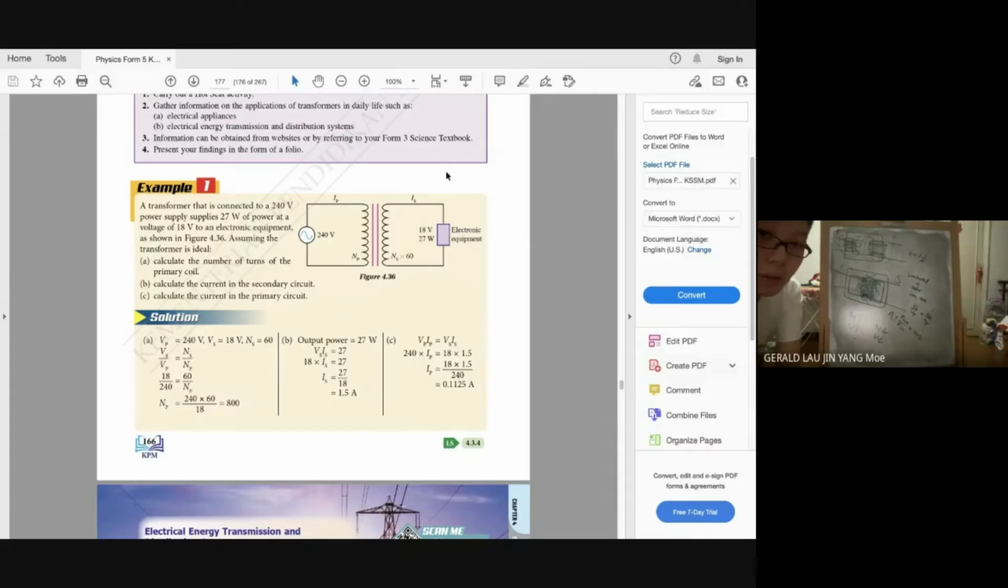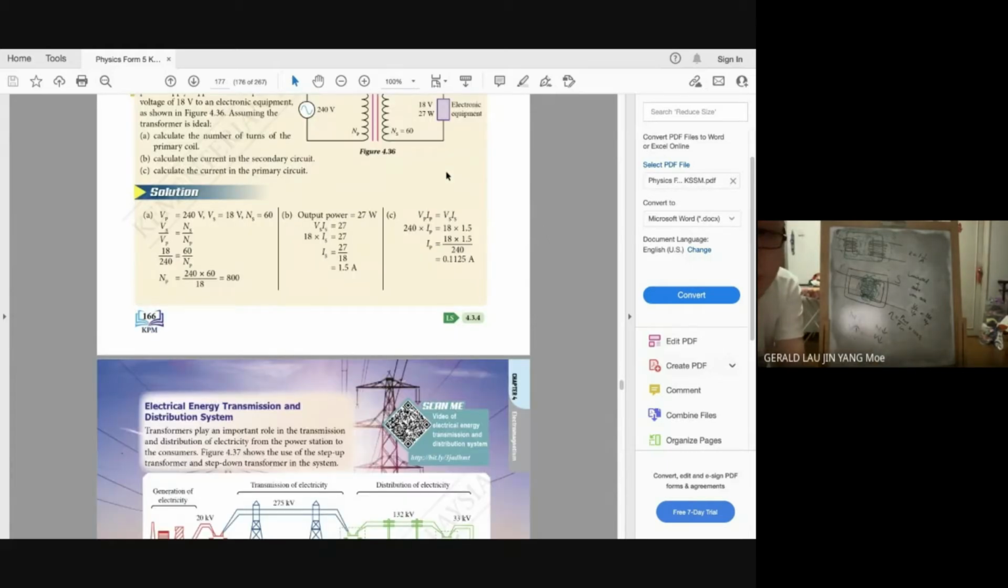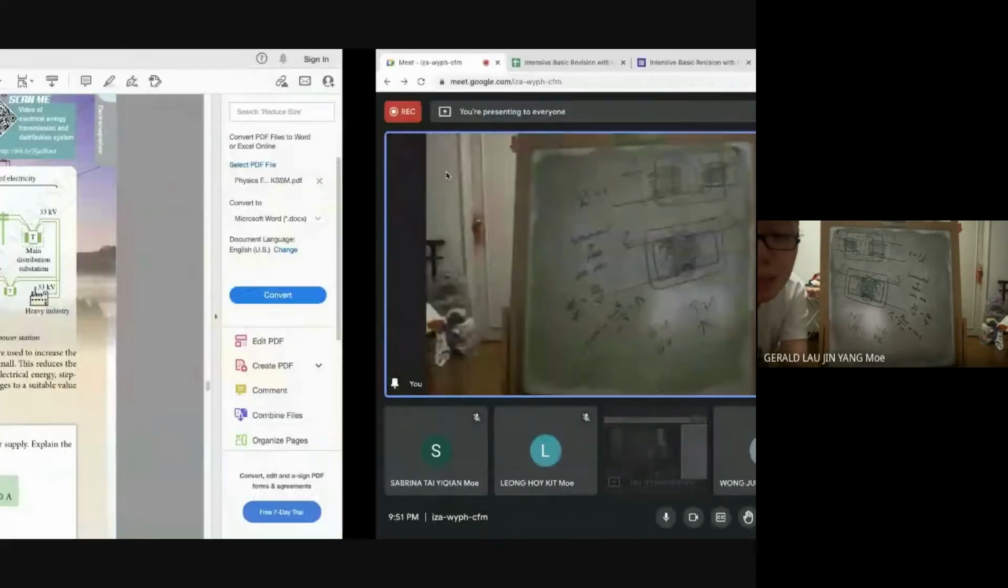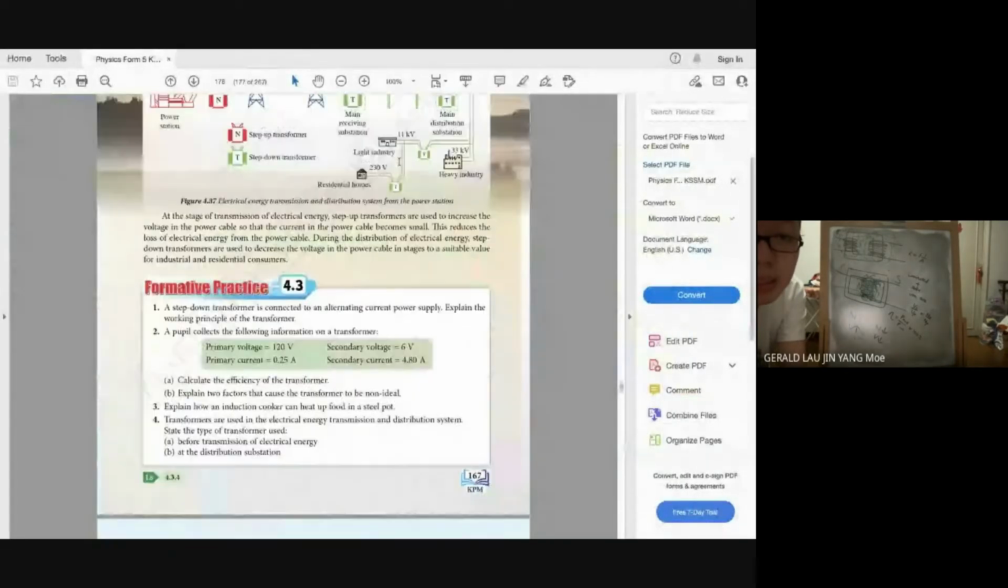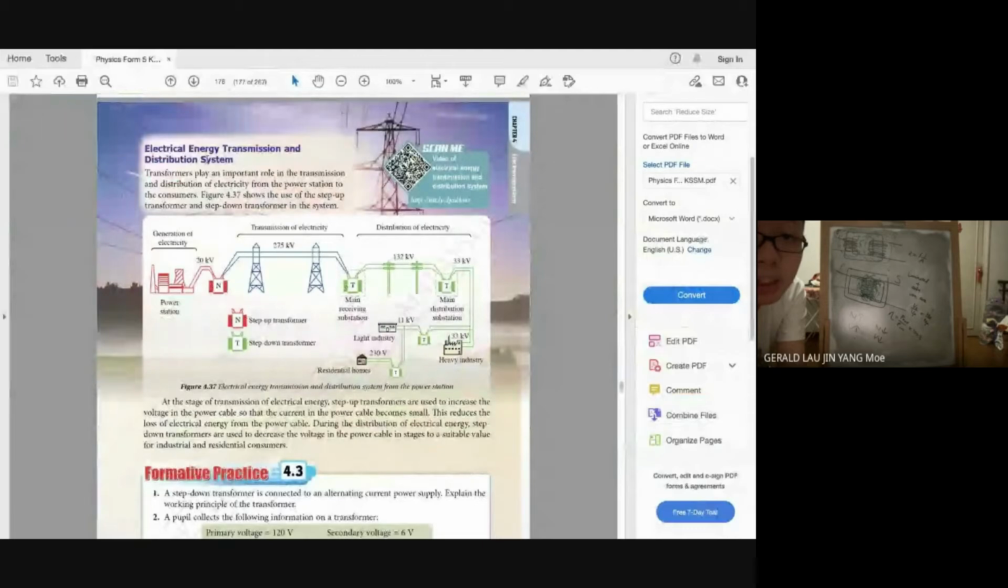Already calculated the number of turns, then calculate the current in the secondary circuit. You have your power and your voltage, so you just calculate the current: 1.5 ampere. Calculating the current in the primary circuit is the same, because power is always the same. You don't lose any energy. So you get 0.1125 ampere. Understand?